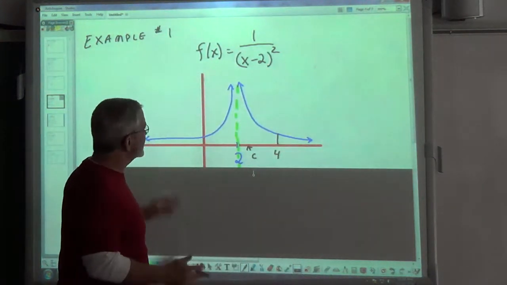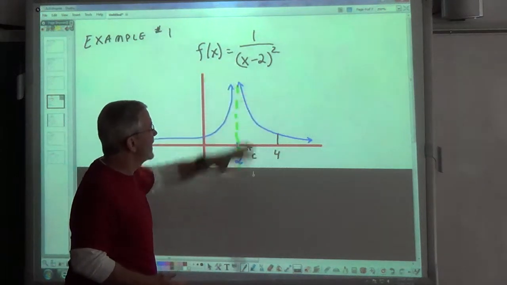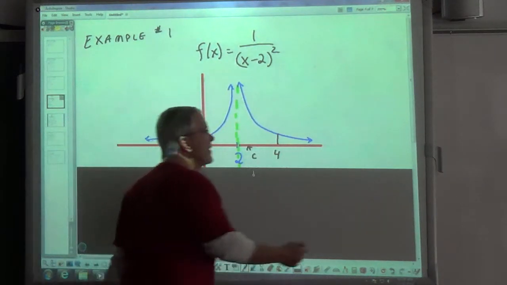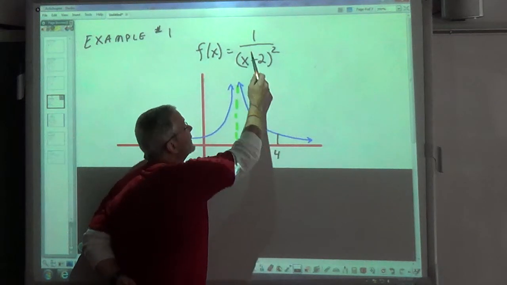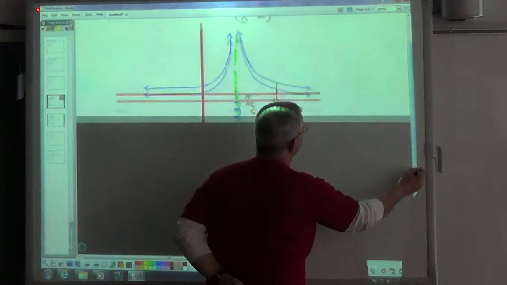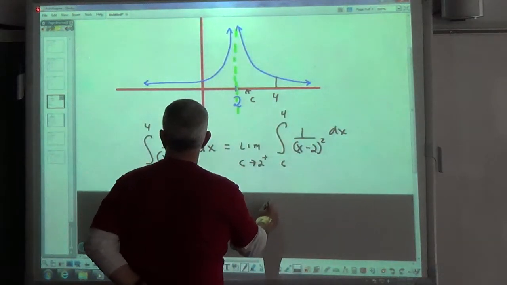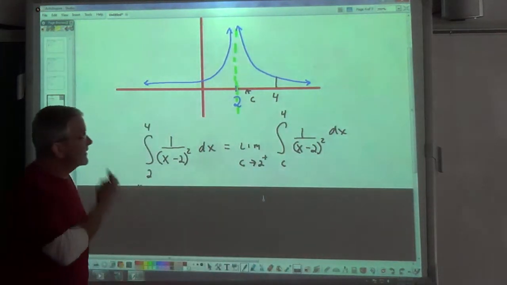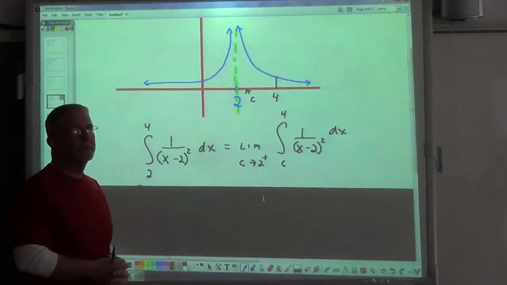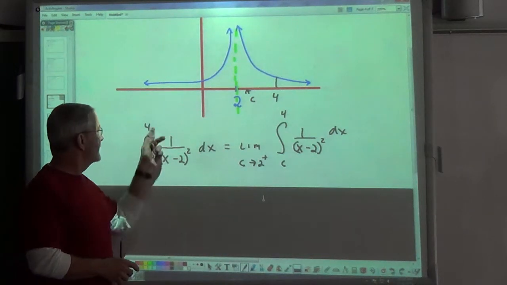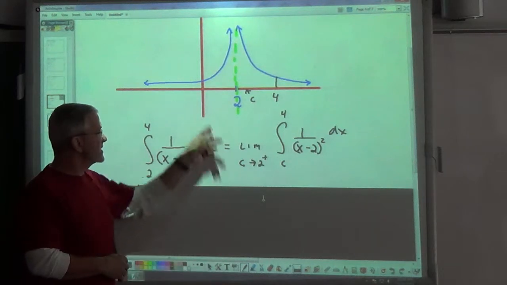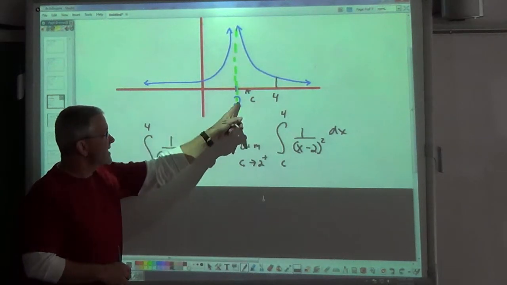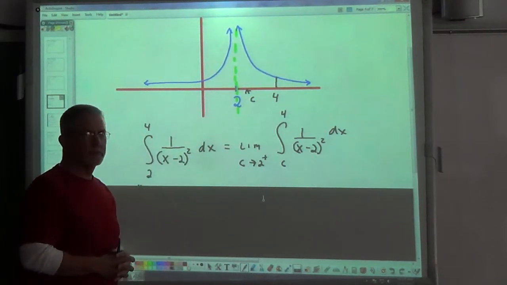There's the graph in blue of f of x. I'm going to consider this integral from 2 to 4 of f of x dx. This is the guy that I want to consider: the improper integral from 2 to 4 of 1 over quantity x minus 2 squared dx. And this is improper because I have this infinite discontinuity at 2.